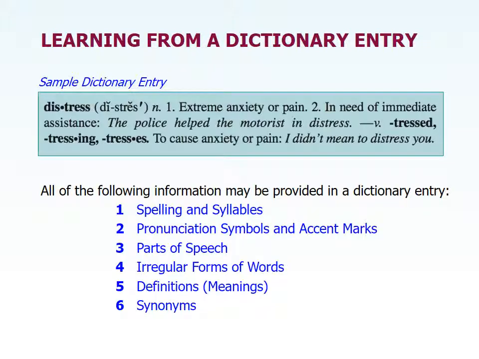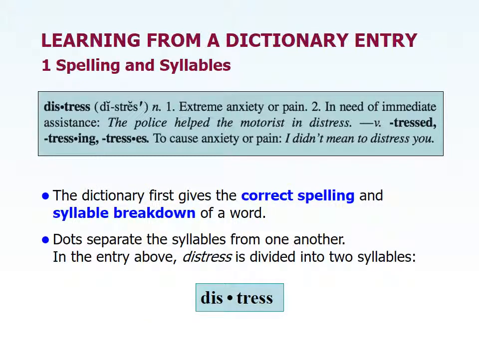When we're looking at a dictionary entry, we're not just going to have the definition there. There's also going to be a variety of other information there as well. So there are 6 different things that can show up in a dictionary entry. The first is the spelling and the syllables. The second is the pronunciation, symbols and accent marks. The third are the parts of speech. The fourth are irregular forms of the words. The fifth are the definitions and meanings, which is what we normally use a dictionary for. And then the last thing is synonyms for each one of these.